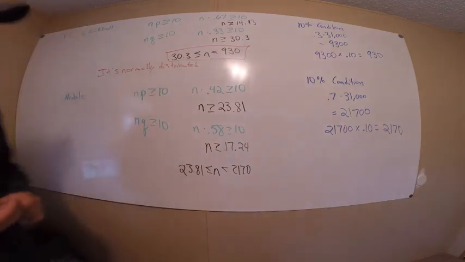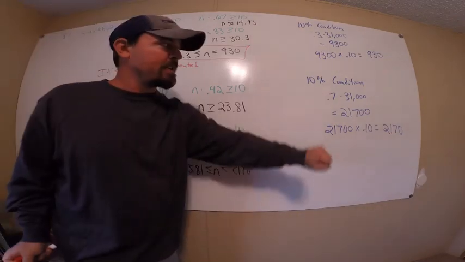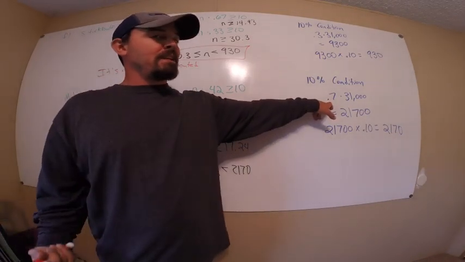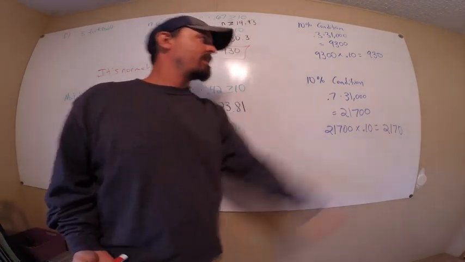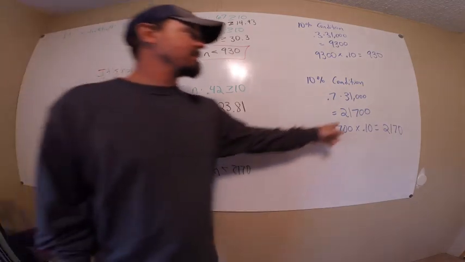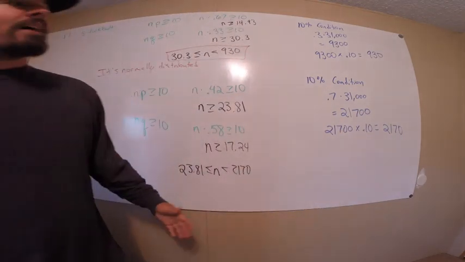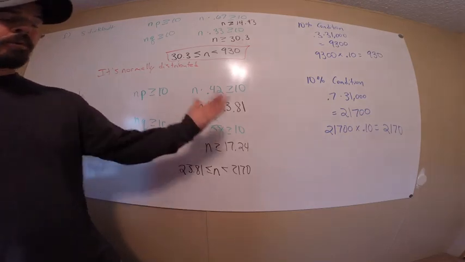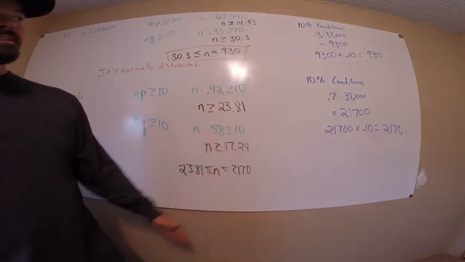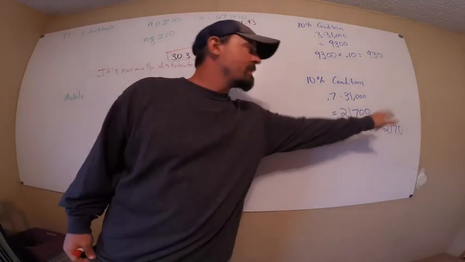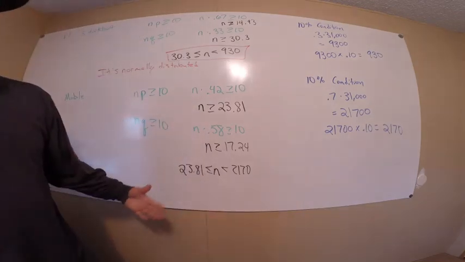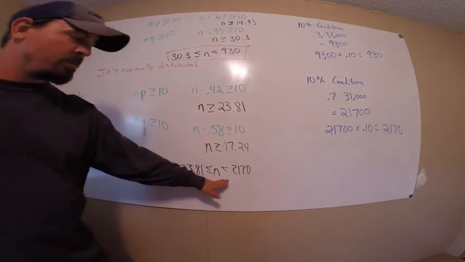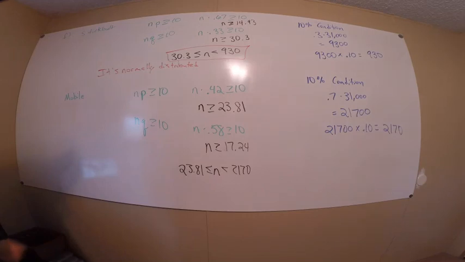Alright, if we look at mobile homes, we'll do it the same way. For the 10% condition, 70% of the insured homes are mobile homes, so 0.7 times 31,000 gives you 21,700. I want to take a sample of less than 10%, so my 10% condition will hold. So my sample size has to be less than 2,170. So we've got that as our upper bound for n.